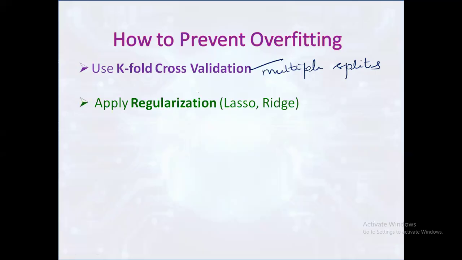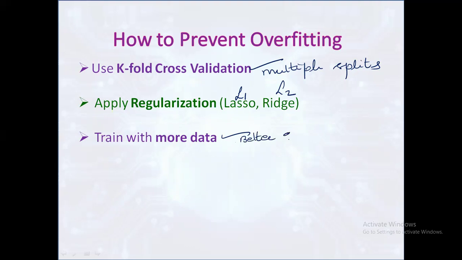Next, regularization techniques such as L1 and L2. We can call L1 the lasso technique and L2 ridge. They introduce penalties for large weights in the model. These techniques help prevent the model from becoming overly complex by discouraging extreme parameter values. Next, training the model with more data can provide better generalization. This will provide us better generalization.